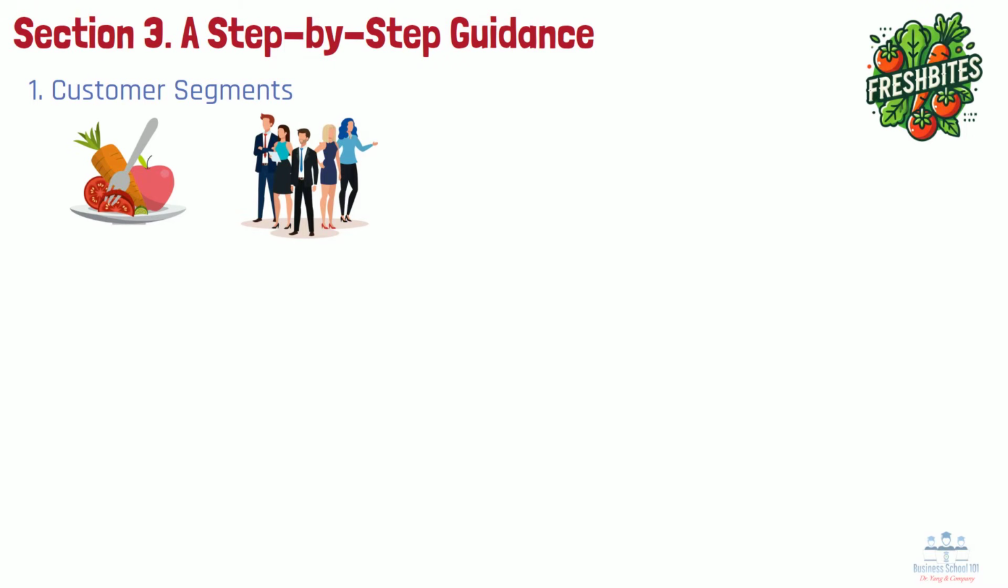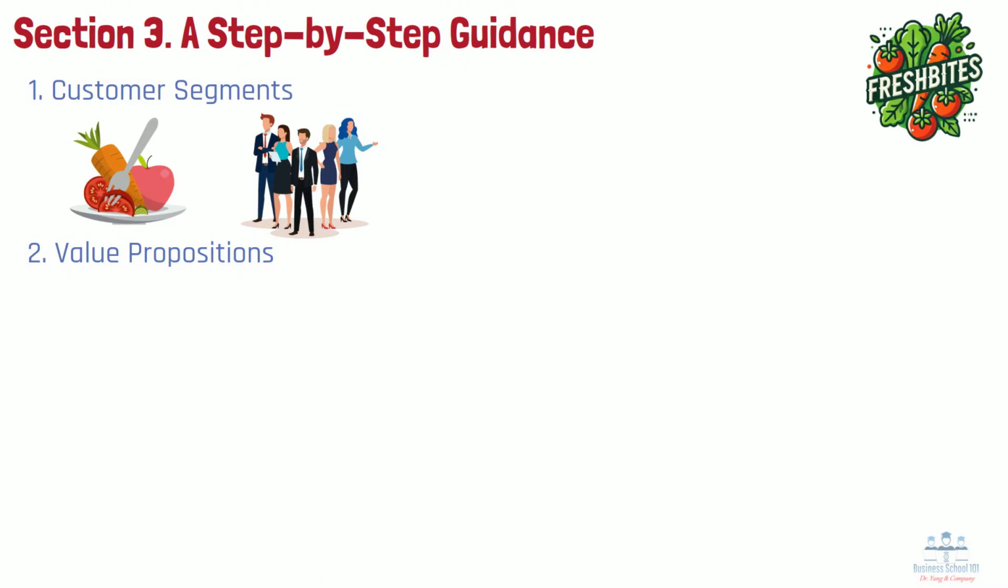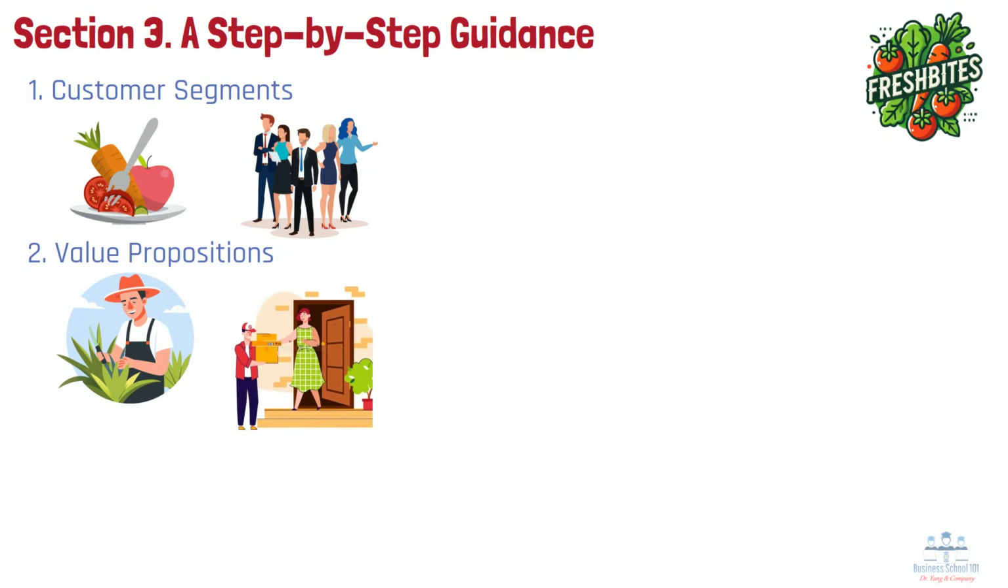Young professionals and families looking for quick, organic meals delivered to their homes make up the core of its consumer base. Number 2. Value propositions. FreshBites aims to deliver convenient, healthy meals that promote sustainability and support local farmers. Its core value lies in offering organic, eco-friendly meals delivered directly to customers' doors, making it easy to maintain a healthy lifestyle.